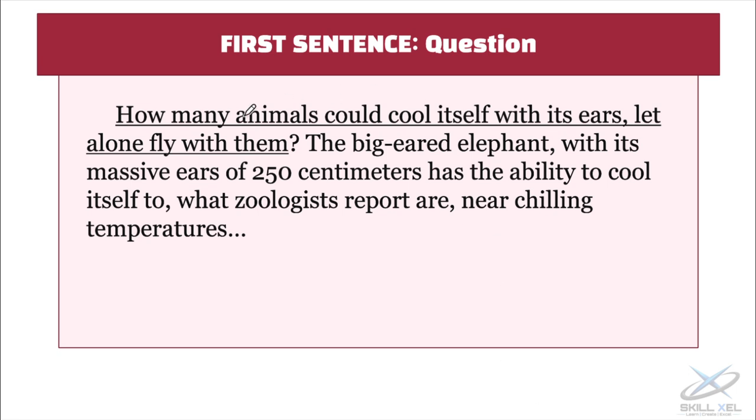So as you can see here, the question here was how many animals could cool itself, right? Then they go on to answer. The big elephant with his massive ears of 250 centimeters, should be a comma here, sorry guys, has the ability to cool itself to what zoologists report are near chilling temperatures, right? So this is an example here that I created myself. Sorry, you guys, I didn't include that comma, but a good writer also can admit to their mistakes and correct them as well, even on screen, you guys.